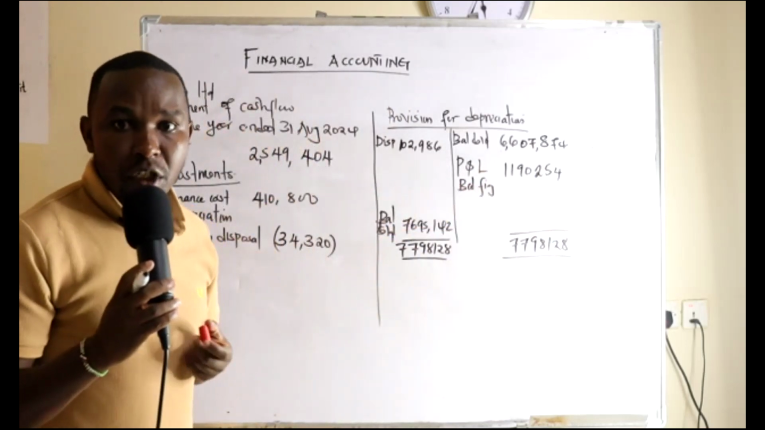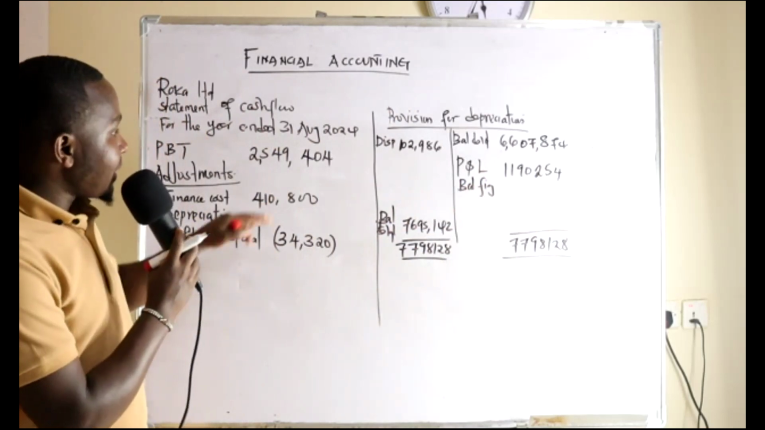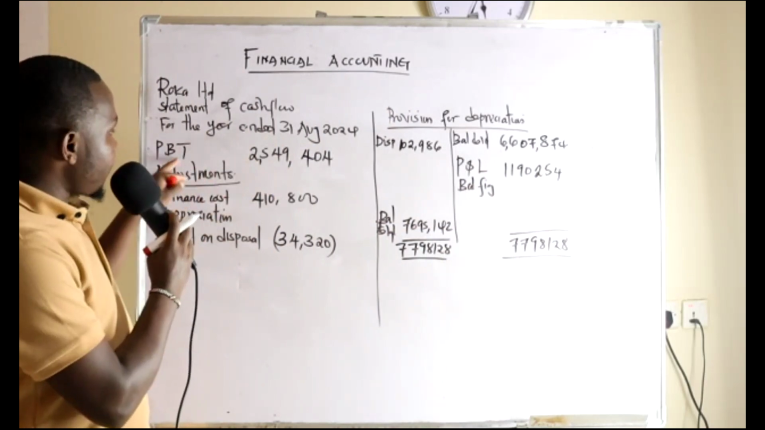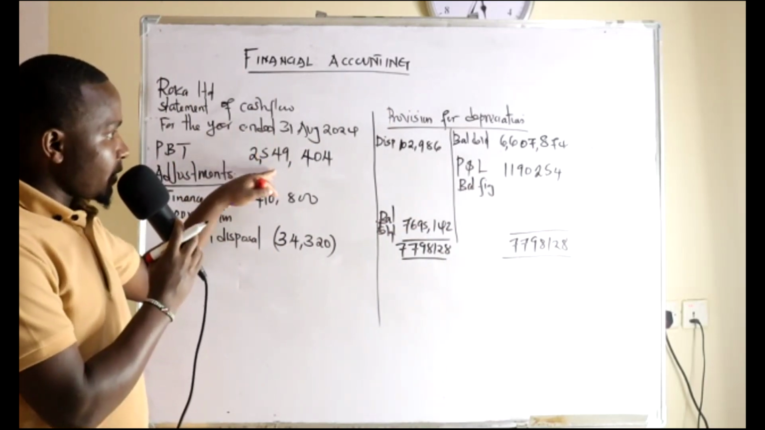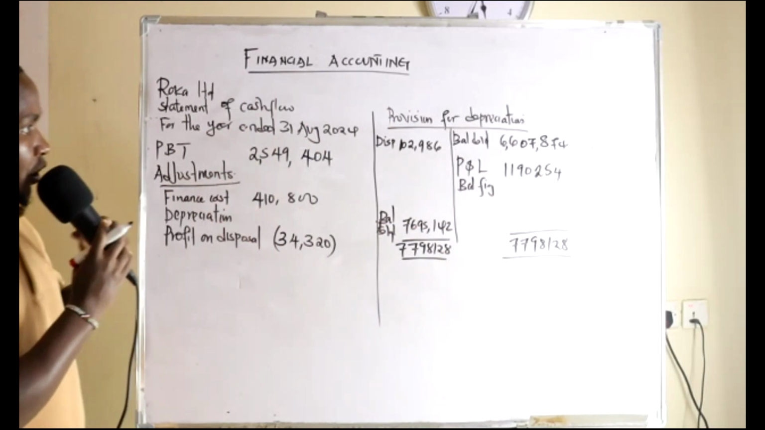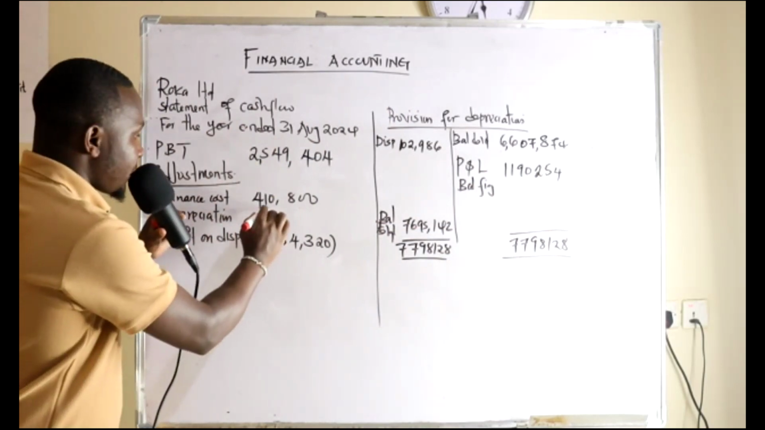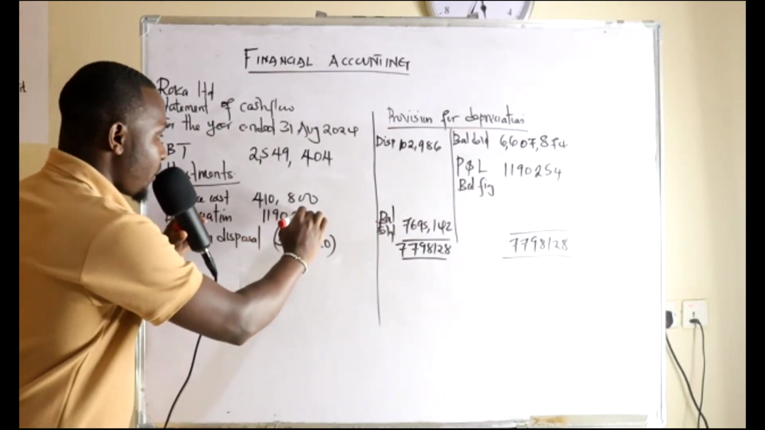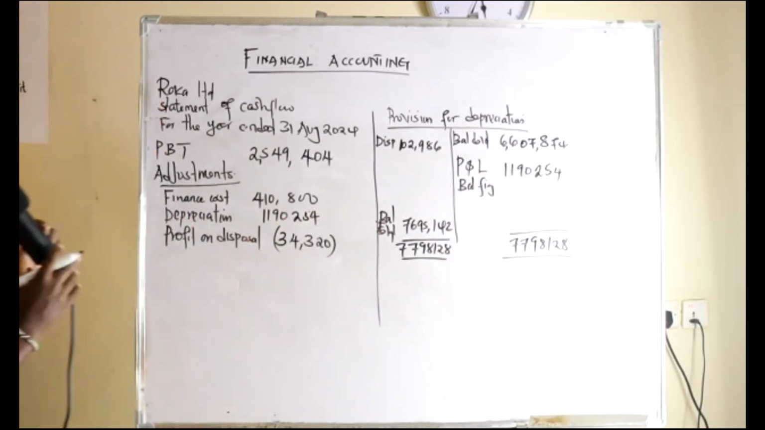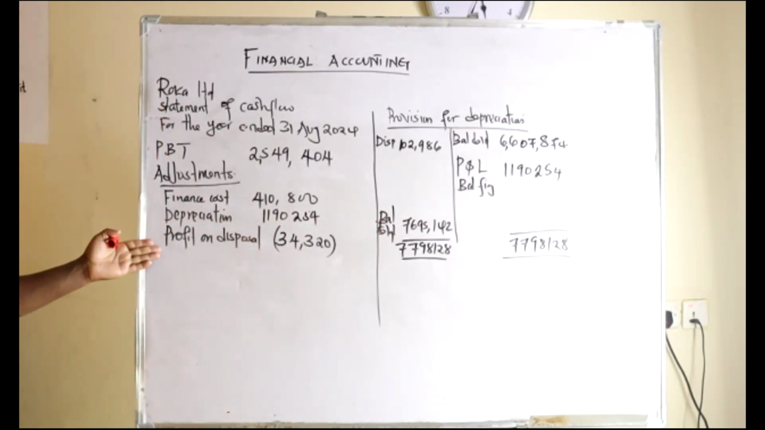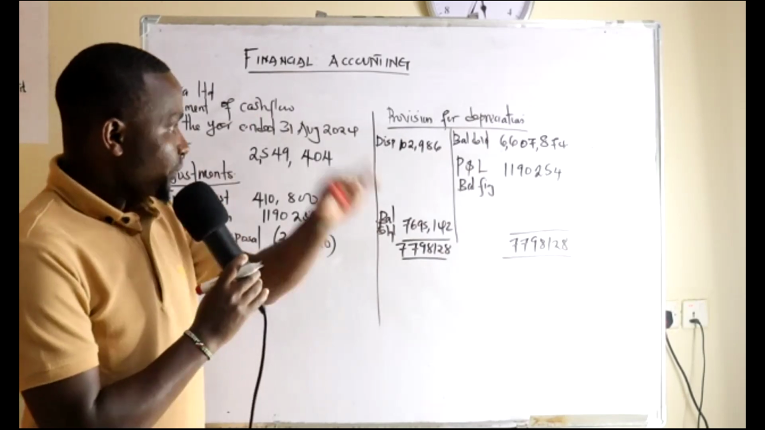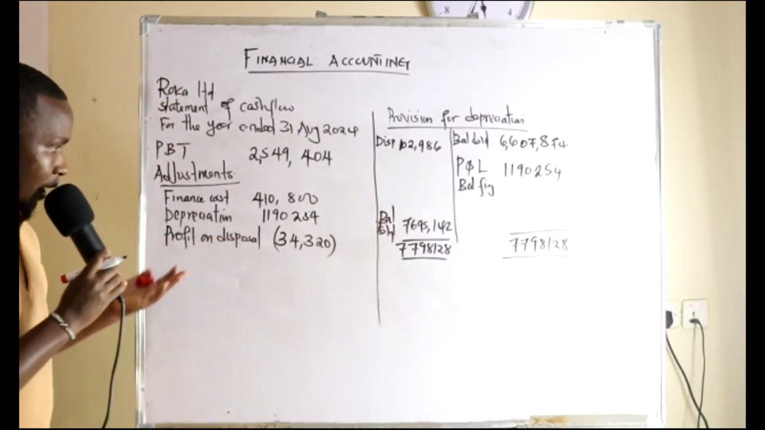The depreciation charge for the year has an effect on the profit before tax. They have already subtracted this value, so we'll have to add it back here. So we'll put that value of 1,190,254. I think with this, we have already done the adjustment of non-cash items, unless otherwise, then we'll have to do another adjustment.